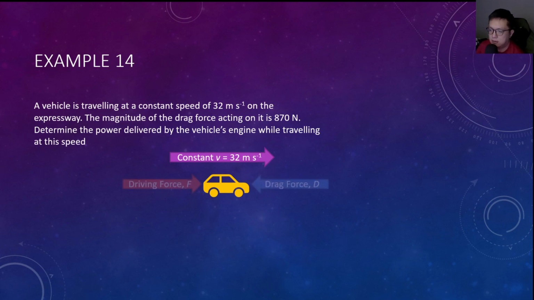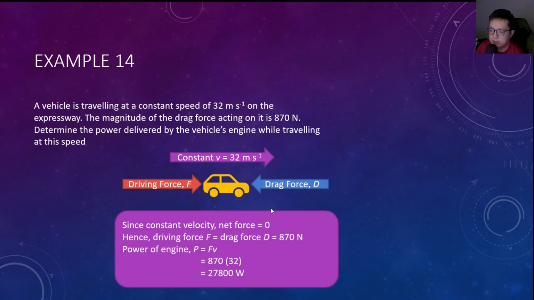Okay, next, it will have a driving force F and a drag force D that's in the opposite direction. Since the velocity is constant, my net force is 0. So the driving force will therefore be equal to the drag force, which is equal to 870 newtons. So to find the power of the engine, I'll just take the driving force F multiplied by velocity.